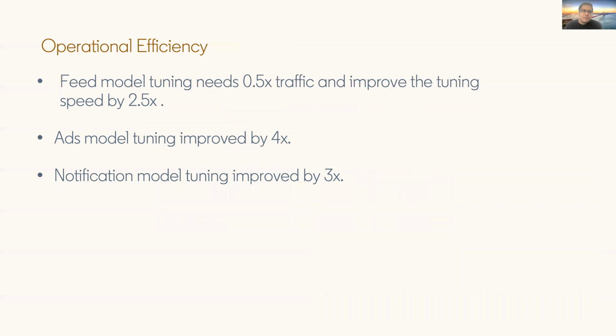And so what this package is really about is operational efficiency. For example, throwing out some numbers, feed model tuning with this package now needs 0.5x traffic. So, let's say previously they were using 10% traffic to tune their models, now they need 5% traffic. And this improves their tuning speed by 2.5x. Similarly, for the ads case, the tuning time improved by 4x, and for notifications, there was an improvement of 3x.